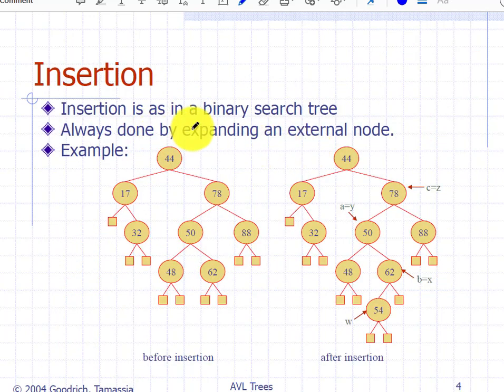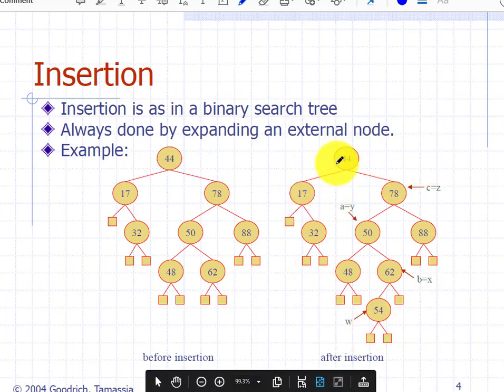Right. So inserting into a binary search tree is particularly easy, and you've seen it before. It's very simple. If I wanted to add the number, I don't know, 28 to this tree, all I would do is start here.